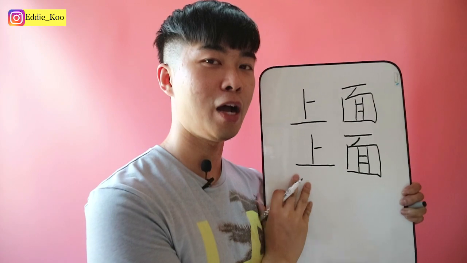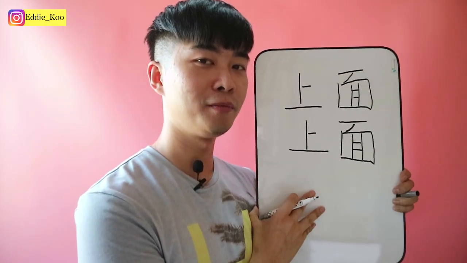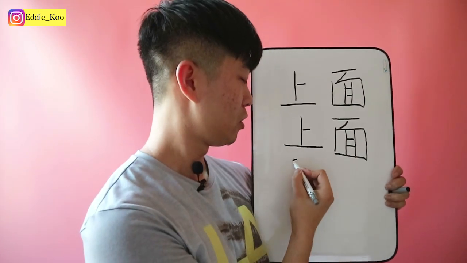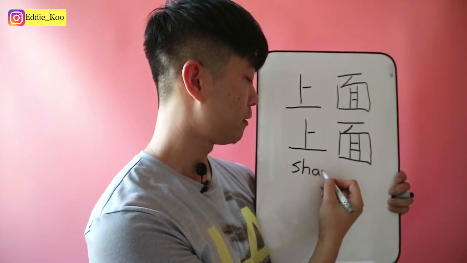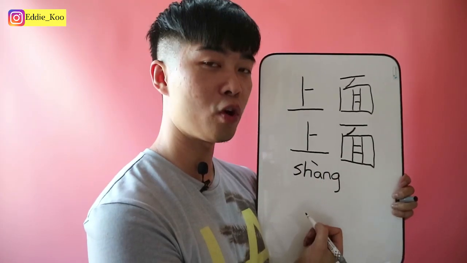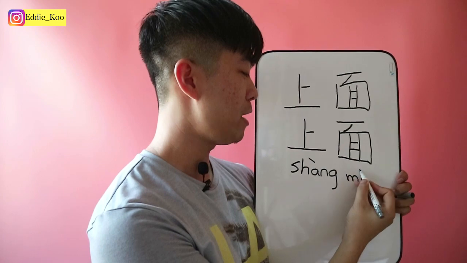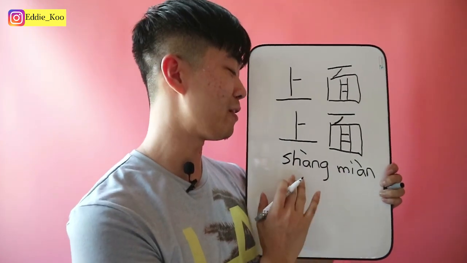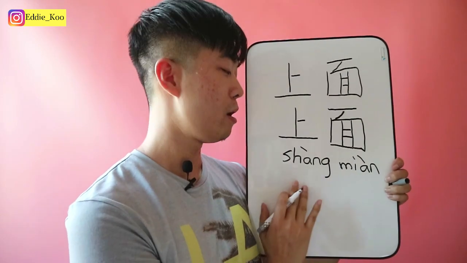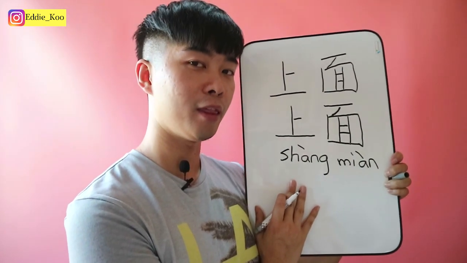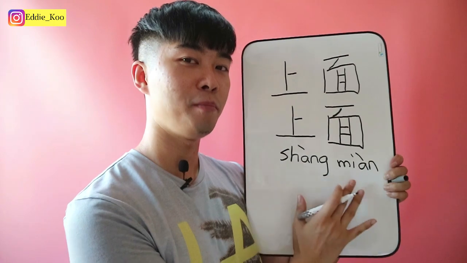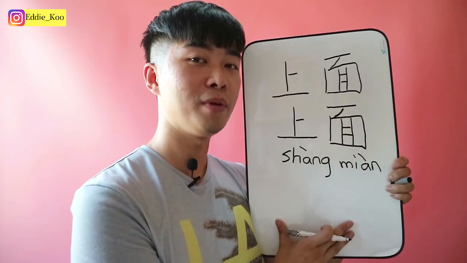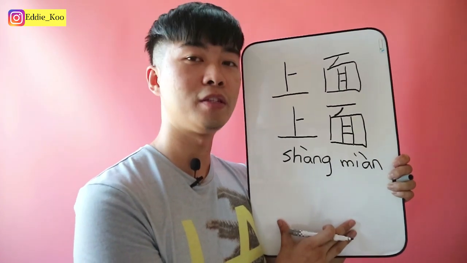Do you still remember how to read these two characters? Let's write the pinyin again. Shang with the fourth tone. Mian also with the fourth tone. Together. Shang Mian. That means up or on the top.